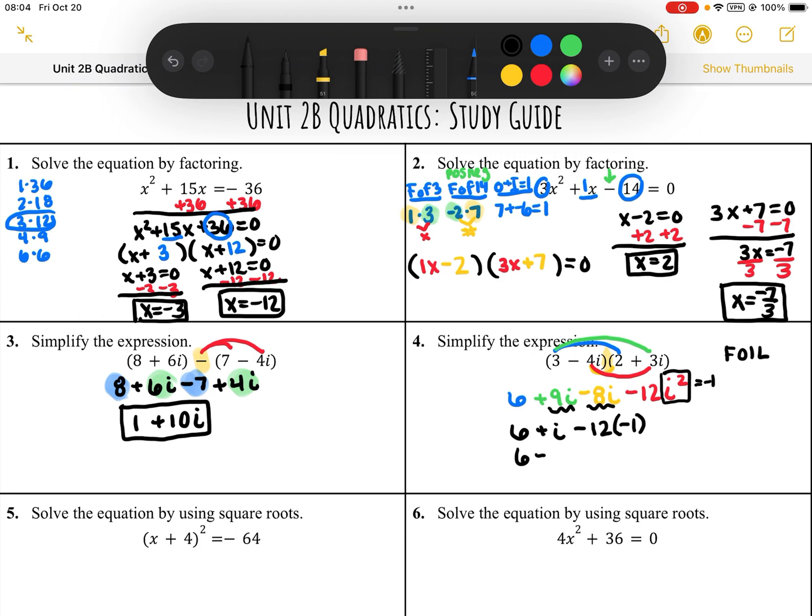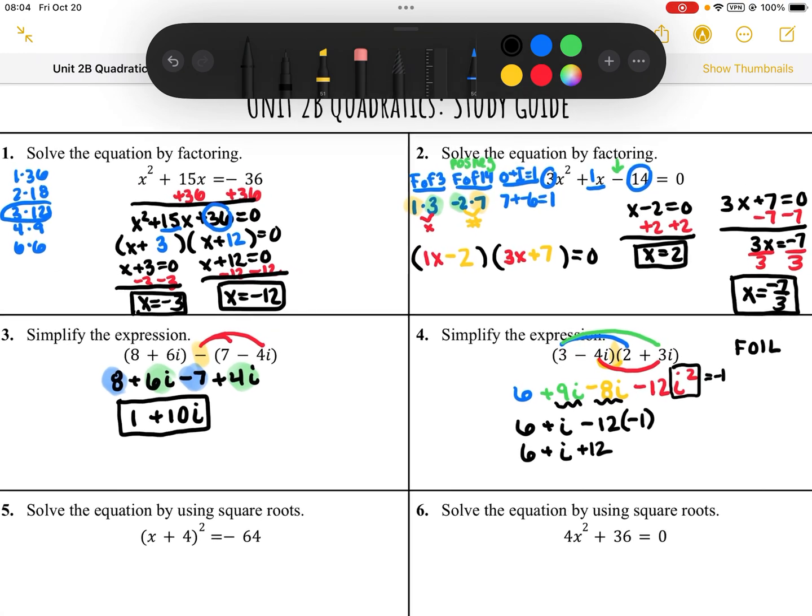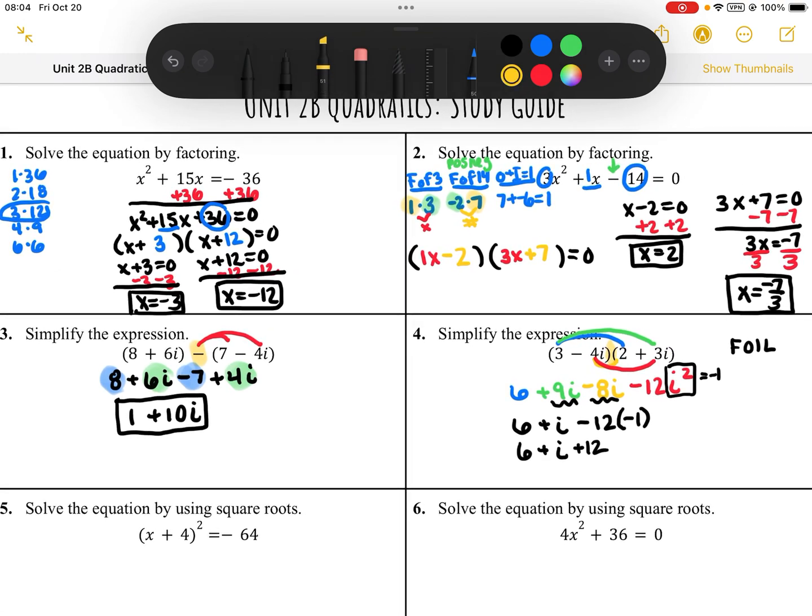So now I have 6 plus i. Negative 12 times negative 1 will give me a positive 12. And now I need to combine my like terms one last time. 6 plus 12 gives me 18. So I'm going to have 18 plus i as my answer.